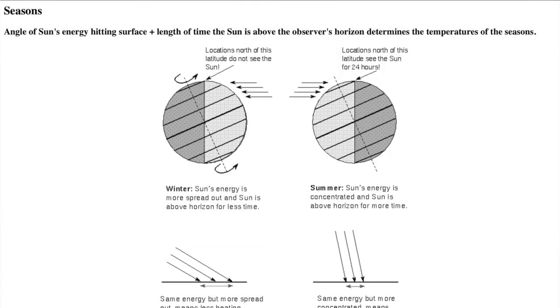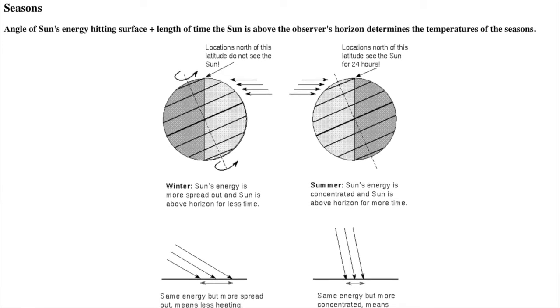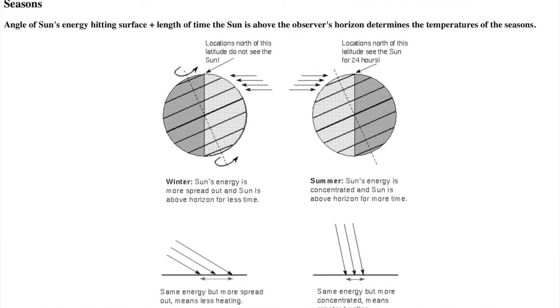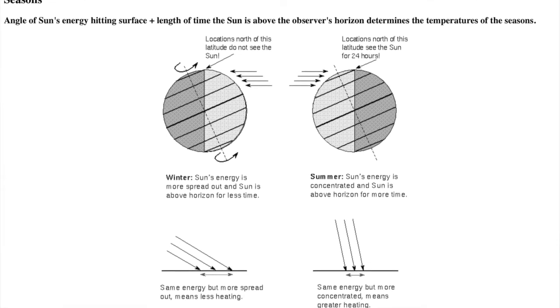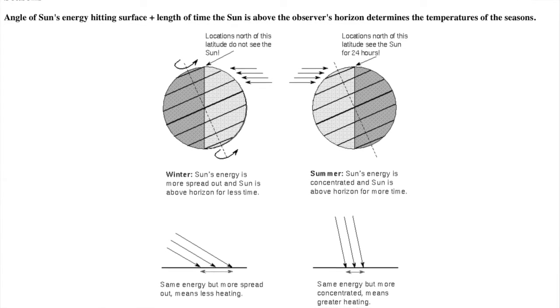The Earth's rotation axis is tipped by 23.5 degrees with respect to the orbit around the sun. Therefore, during the spring and summer, our part of the Earth is angled toward the sun. And during the fall and winter, our part of the Earth is angled away from the sun. See how the angle can make a difference.